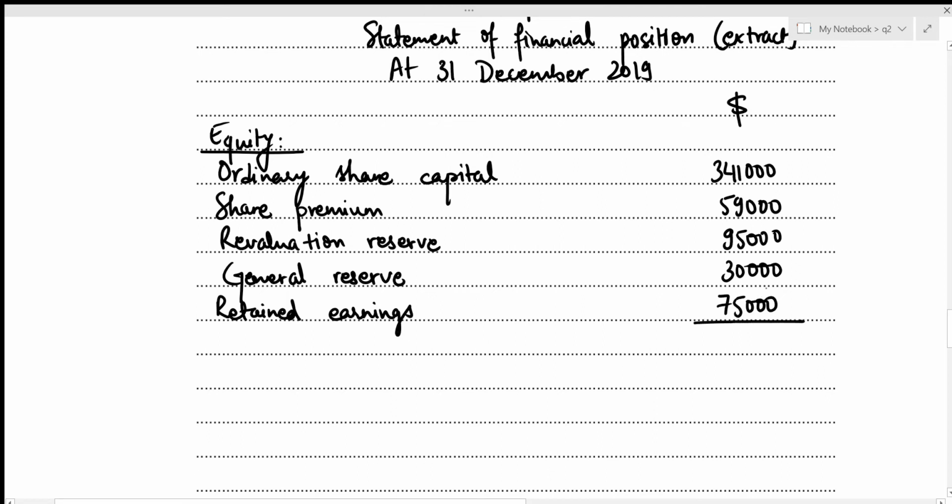Okay, now we can easily figure out our total equity. That is just going to be the sum of these 5 amounts, which is 341,000 plus 59,000 plus 95,000 plus 30,000 plus 75,000, which results in the value of 600,000. Now we can move towards the non-current liabilities section.